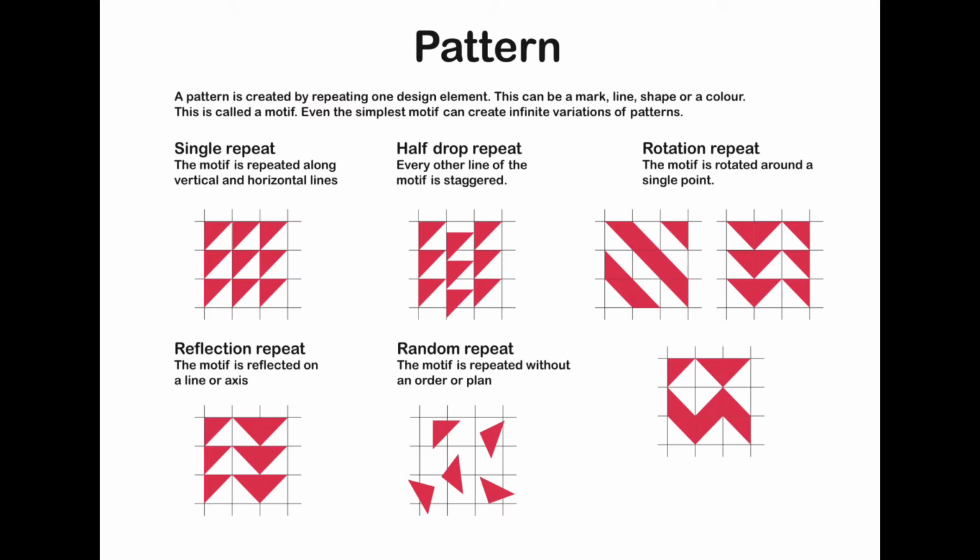So what makes a pattern then? Well, a pattern is created by repeating one design element. This can be a mark, a line, a shape, or a colour. This is called a motif. Even the simplest motif can create infinite variations of patterns.